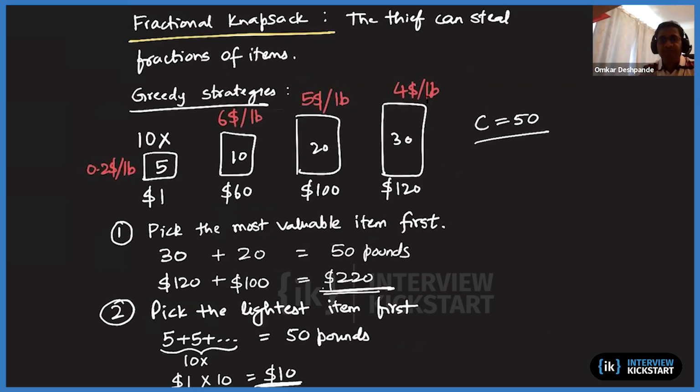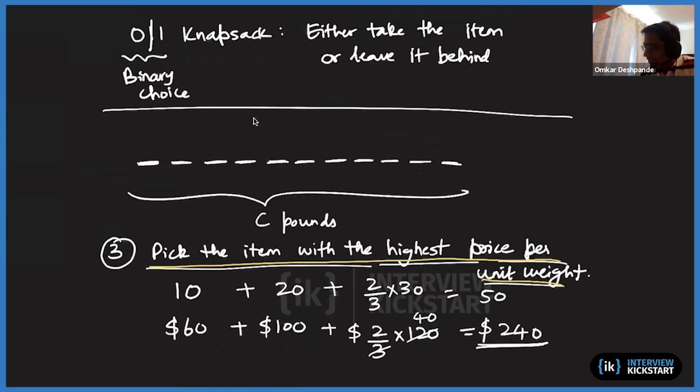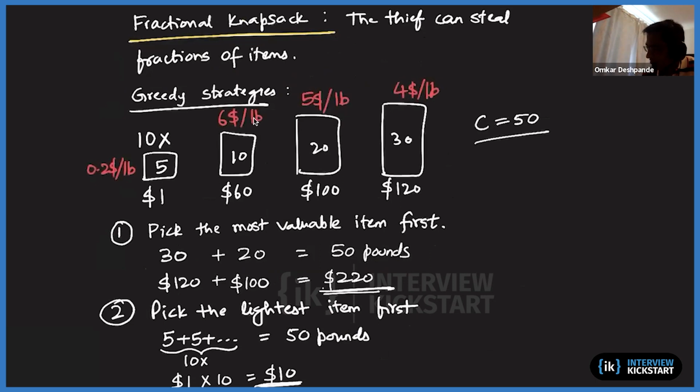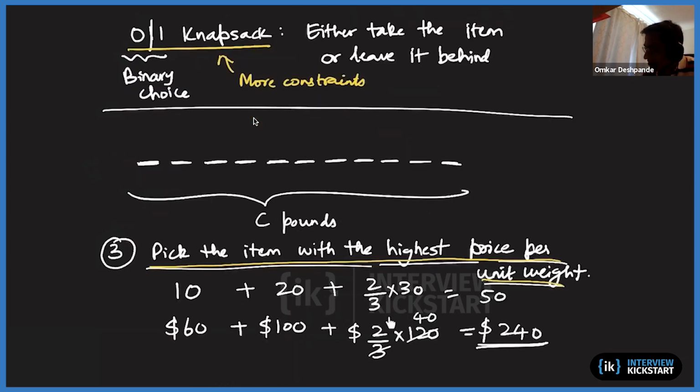So what about the 0-1 knapsack? Suppose we had more constraints here. Either we pick an item completely or we leave it behind. So that's a stricter constraint. We don't have the flexibility of picking fractions of items. So in that case, what would we have done? Our greedy strategy would have picked the first two items, but this last part we wouldn't have been able to do.